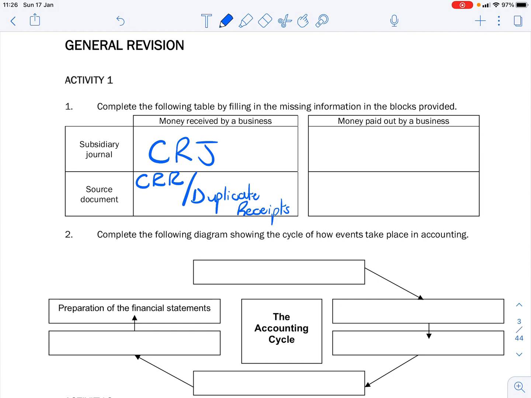When money is paid out by a business, we look at the cash payments journal, and the source document that we use is bank statements. Now, as I mentioned in the previous video, there are no cash cheques used at all as of January the 1st, 2021. So for any CPJ transaction, we use a mode of payment called the EFT, the electronic funds transfer, and our source document is a bank statement.